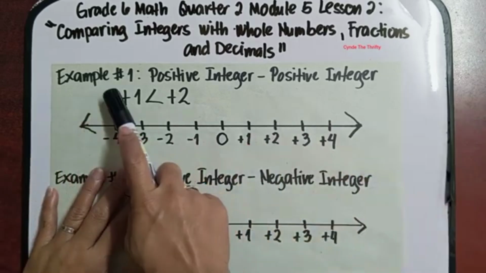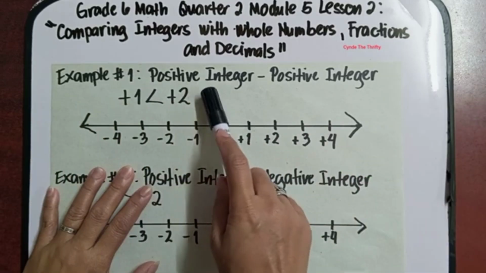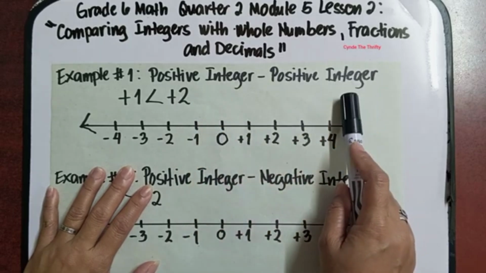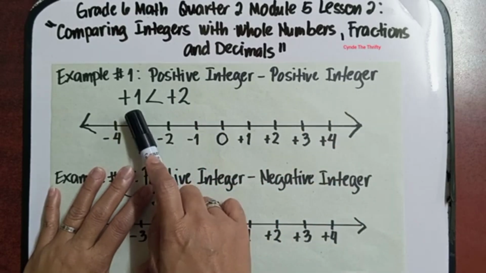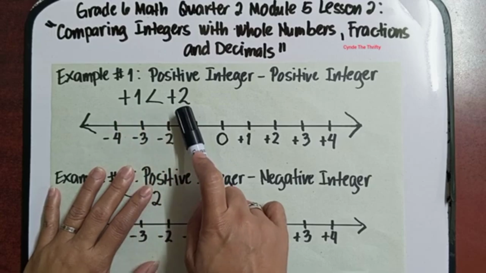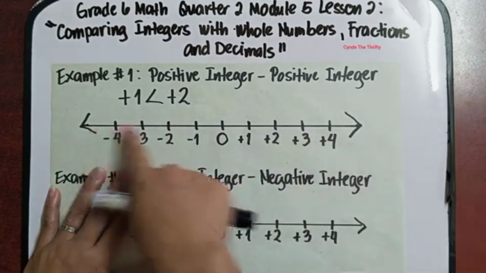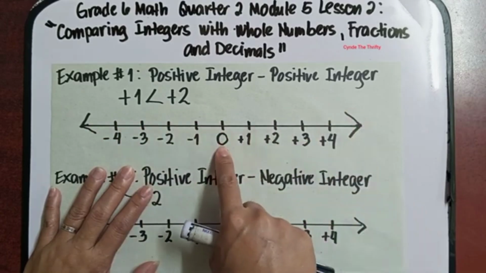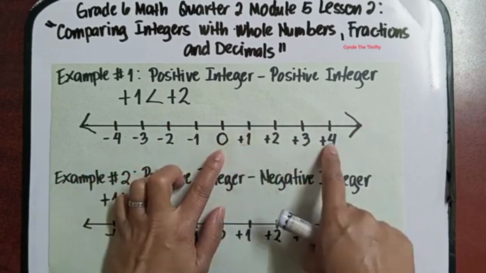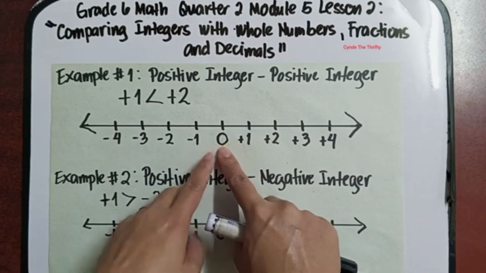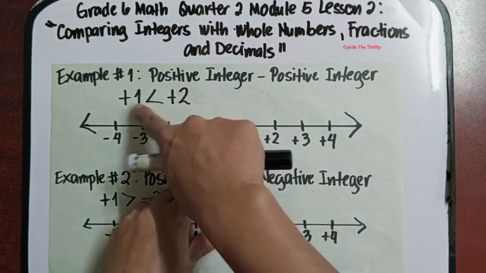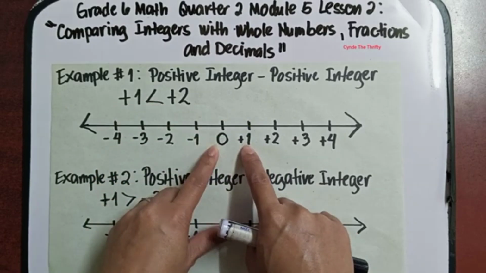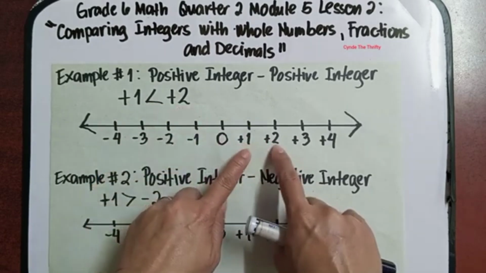So, meron tayong example number 1. I-compare natin ang positive integer to positive integer. Okay, meron tayong example dito. Positive 1 is less than positive 2. Okay, so ito yung number line natin. Nandito si 0 sa gitna. Ang nasa right side is mga positive integers at ang nasa left side is ang mga negative integer. Okay, so saan si positive 1? Ito si positive 1 at si positive 2 is nandito.